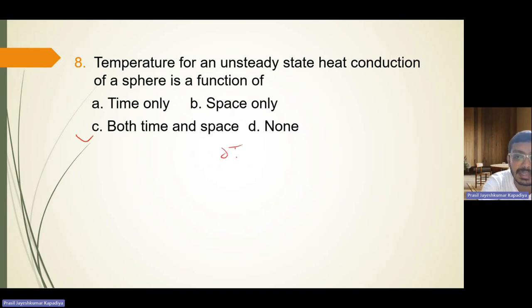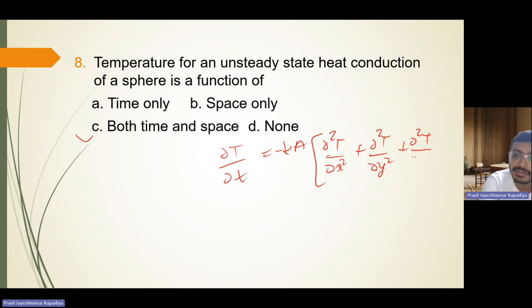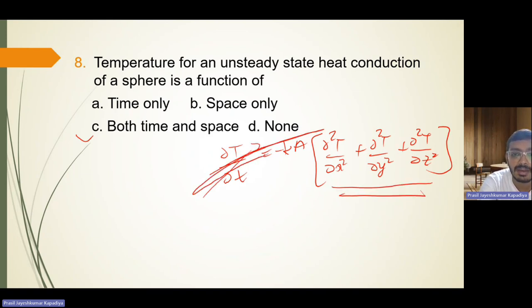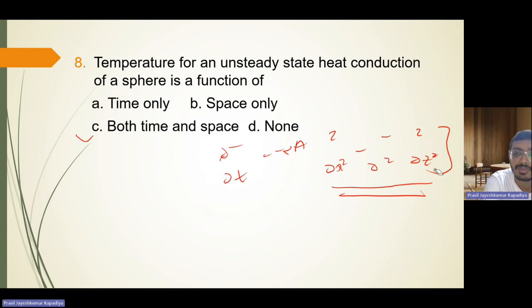We can write our equation as del T by del t, this is not for the sphere, I'm just writing a general equation, equal to alpha times del square T by del x square plus del square T by del y square plus del square T by del z square. When it is steady state, this term won't be there, so it will be only space variation. But when it's unsteady state, it should be both space and time.